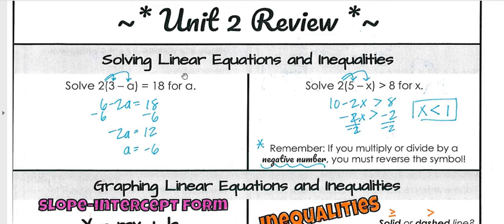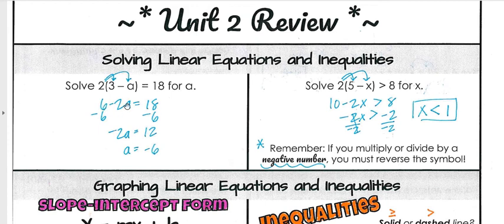It's really important that you know how to solve a linear equation. So something like this, solve 2 times (3 minus a) equals 18 for a. So we're solving this entire equation. Here I see that I need to distribute first. I'm going to go ahead and distribute that 2 through. So 6 minus 2a equals 18. And then we go ahead and we solve.